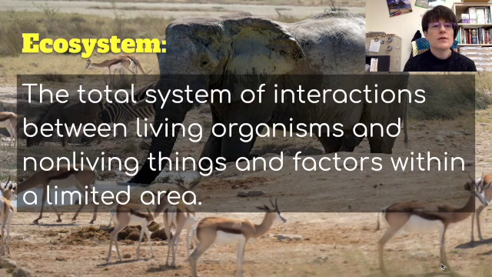So first of all, we need to know what an ecosystem is. An ecosystem is the total system of interactions between living organisms and non-living things and factors within a limited area. So an ecosystem can be as small as a drop of water or a mud puddle. It could be a pond. It could be an entire forest. It could even be the entire earth. It depends on what you are looking at.